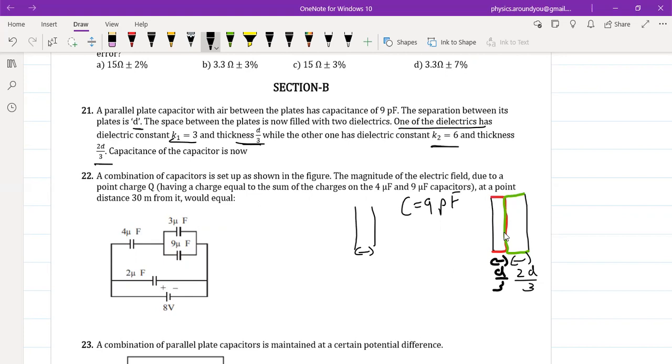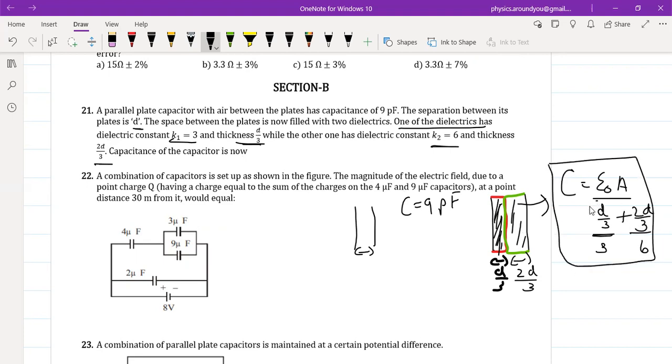So this is it. How to find the capacitance of this capacitor? The trick is the capacitance in this case is epsilon naught A for sure. What is the distance with that red dielectric? D by 3. I divide this D by 3 with its own dielectric constant. What's the dielectric constant? It is 3. Plus, what is the dielectric constant of the green one? For the green one, dielectric constant is 6 and the thickness is 2D by 3. So this is a new capacitance: thickness of the dielectric by its own dielectric constant. Is there anything else? Nothing.